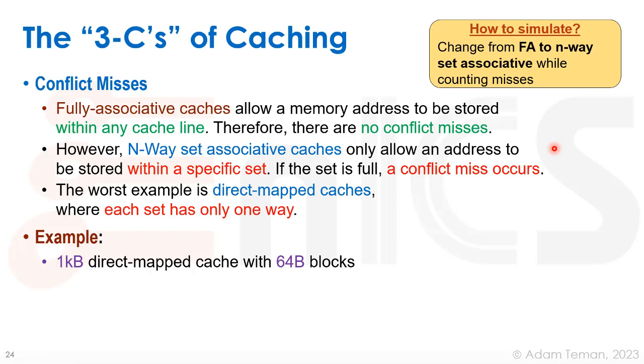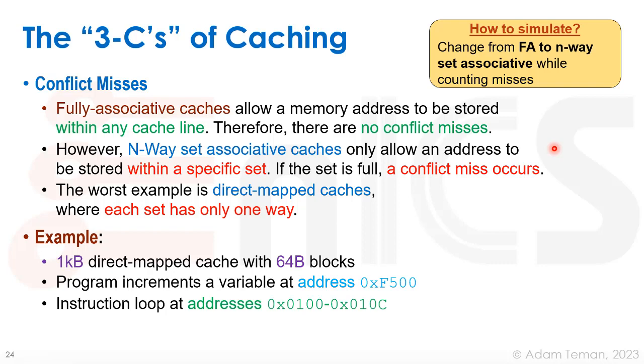We have a 1 kilobyte direct map cache with 64 byte blocks, which is the example we've been running with. We're going to run a program that all it does is increment a variable at address 0xF500. The program loops between the instructions stored at addresses 100 and 10C, and during each change between these addresses, it increments the variable stored over here.